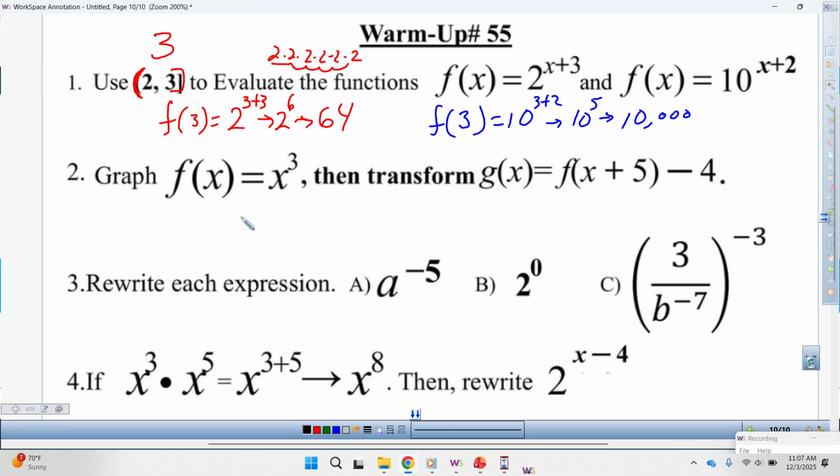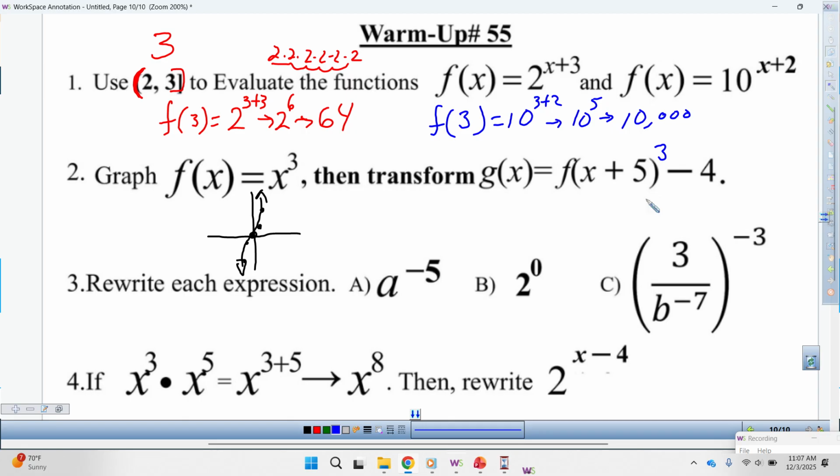All right, number 2. If I graph this cubic, I got 0, 0, 1, 1, 2, 8, negative 2, negative 8, negative 1, negative 1, which is that. But they want me to transform it according to that. Tell your neighbor what to do for the transformation, and Jacob's going to pass it to someone.